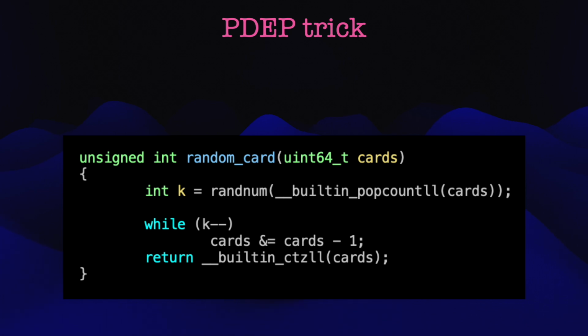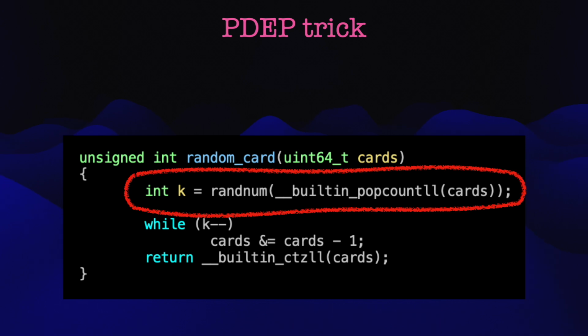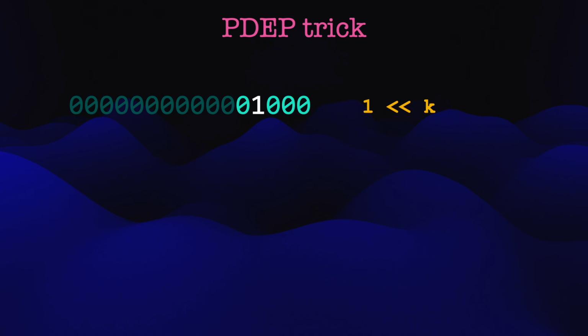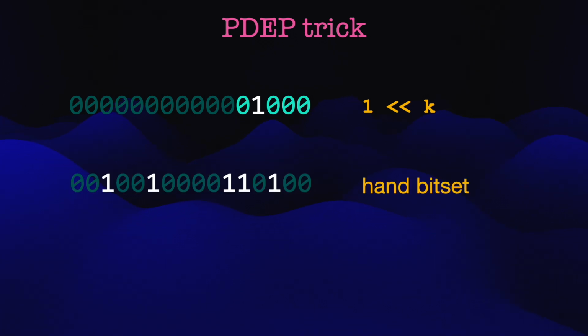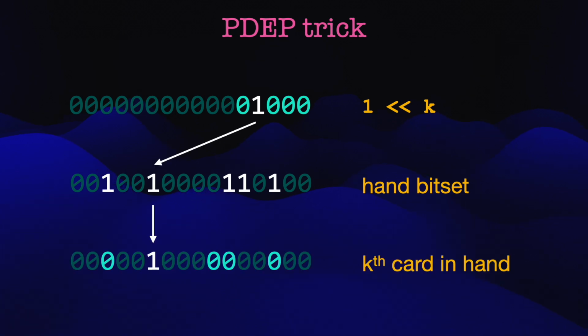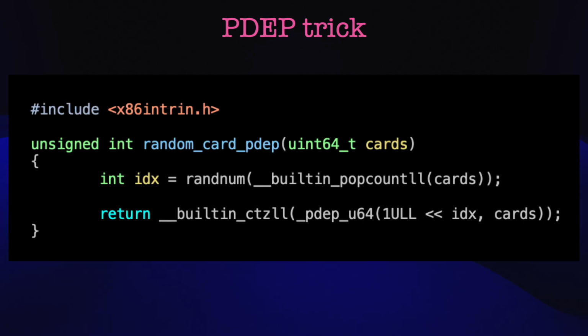I'm going to use PDEP to eliminate that while loop. Remember that we're generating a random number k between 0 and the number of cards that we have in the hand. I'm going to set up the first PDEP operand to have a 1 at position k. The second operand is simply our hand. PDEP then picks out exactly the bit I want, which is the bit corresponding to the kth card.